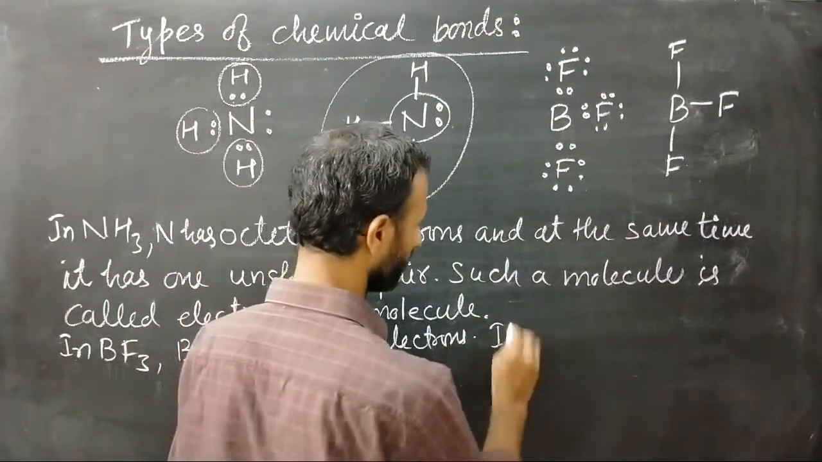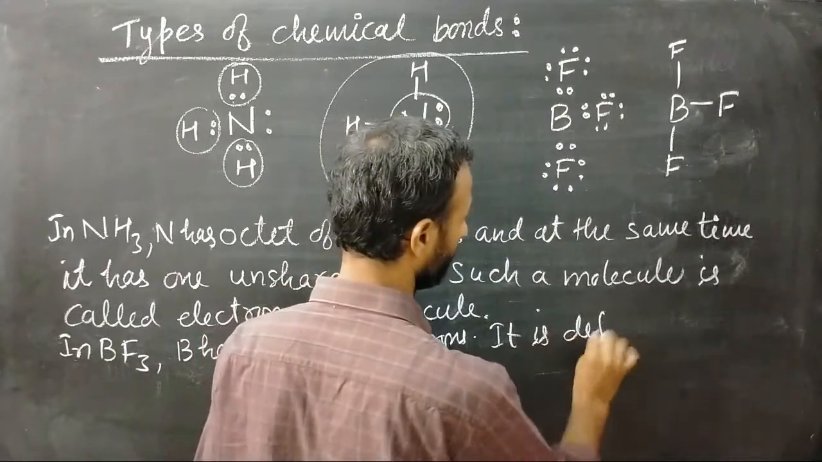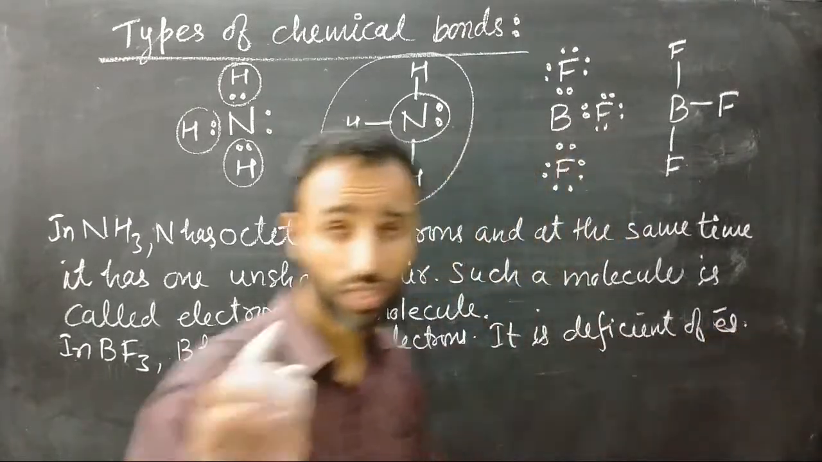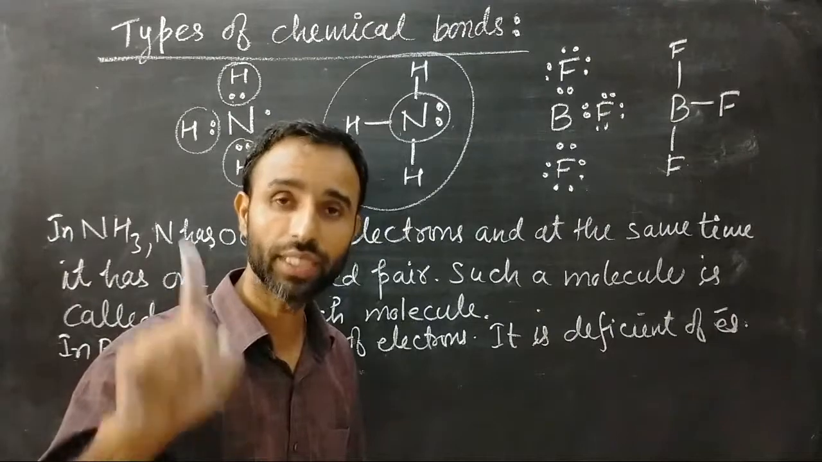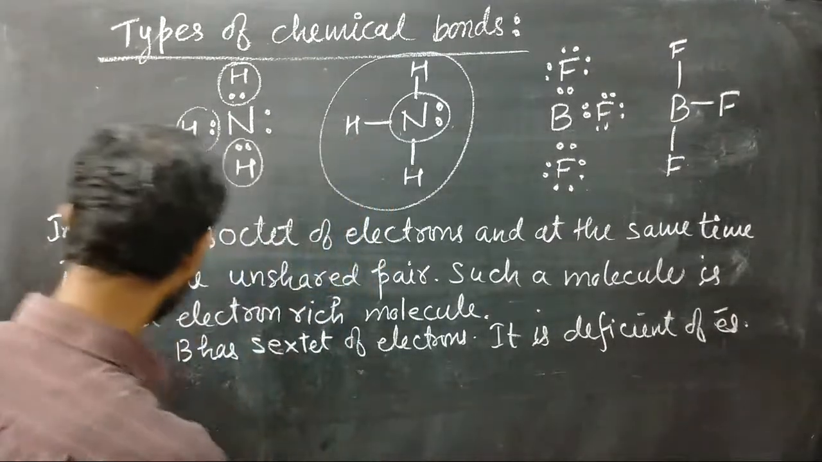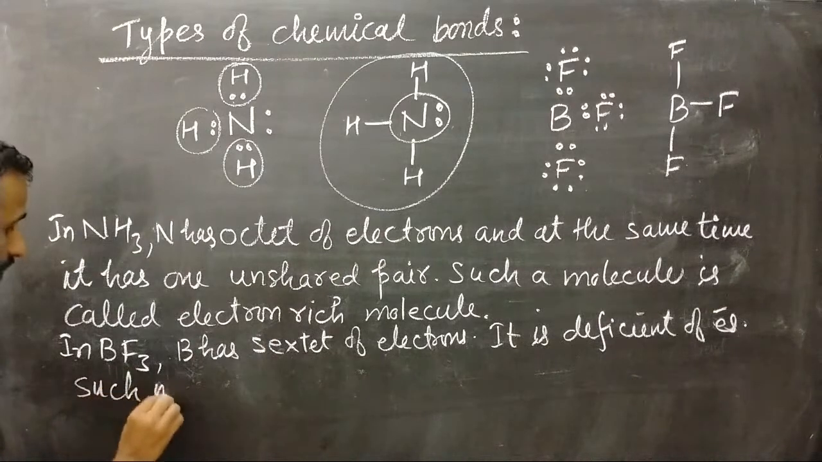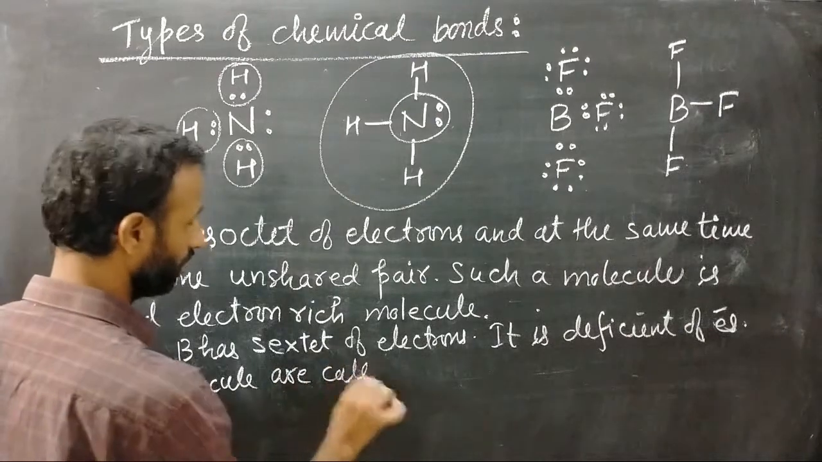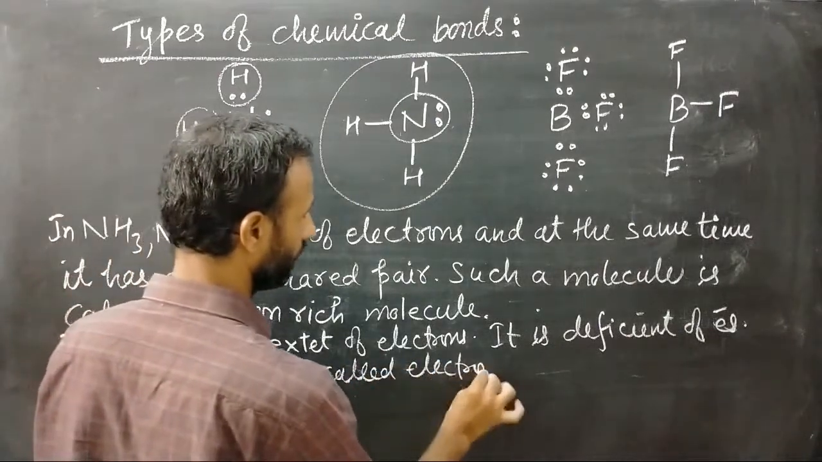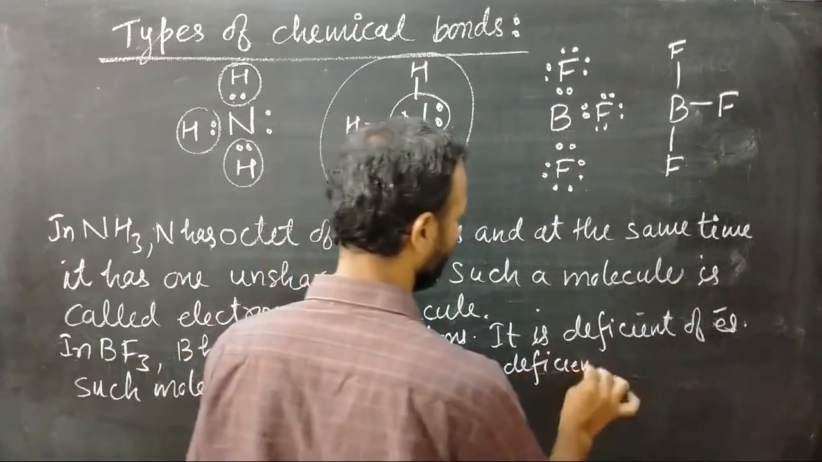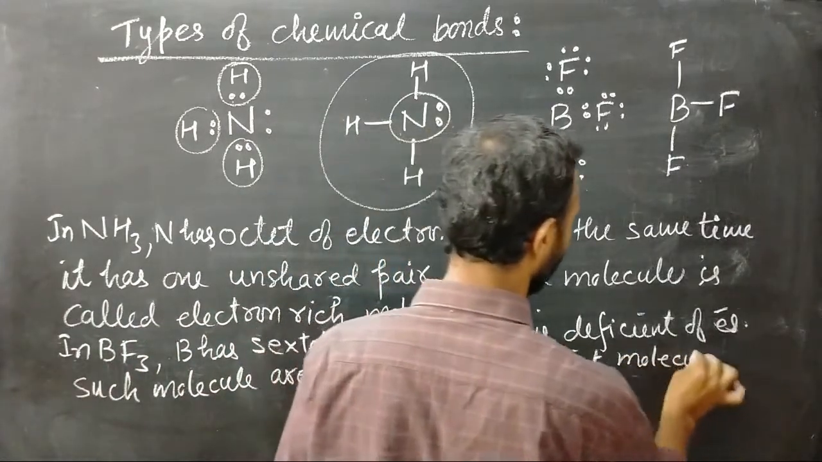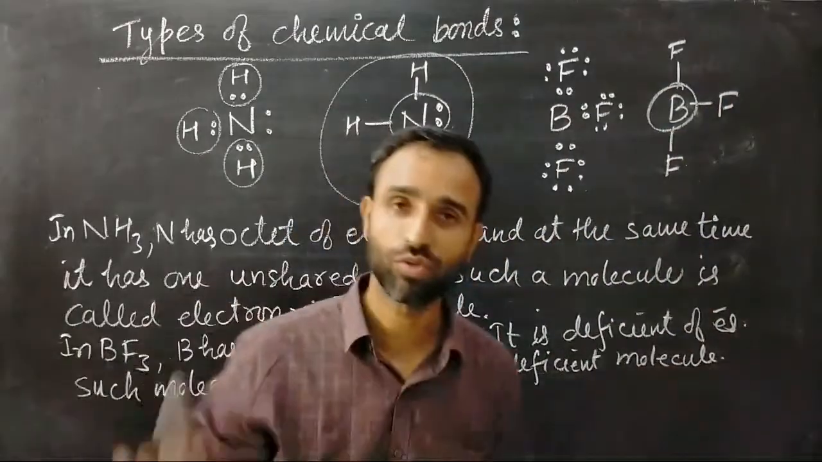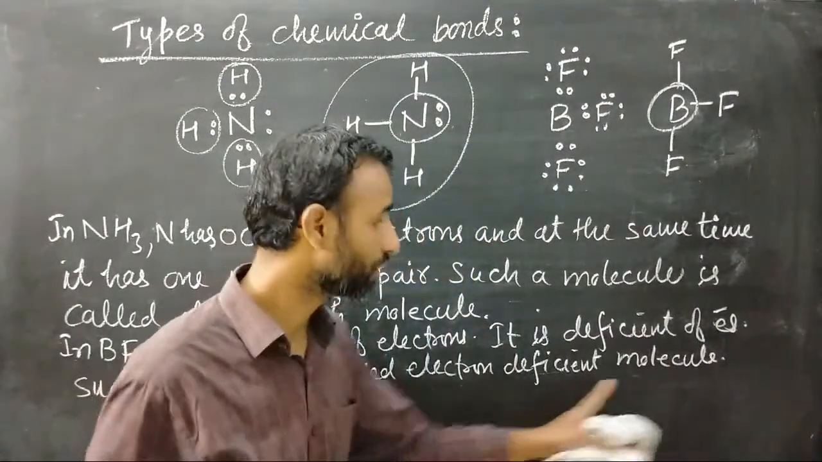It is deficient of electrons, means it has not completed its octet. So such molecules are called electron deficient molecules. Means any molecule in which the central atom has less than 8 electrons is called an electron deficient molecule.